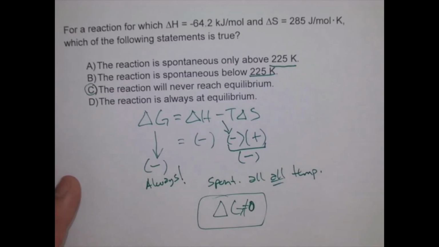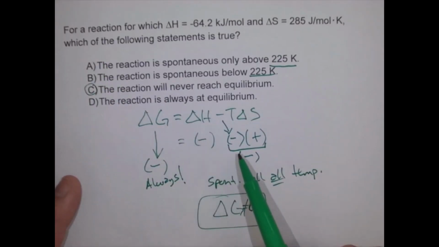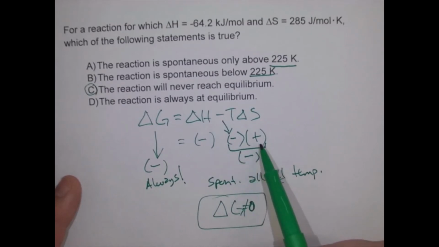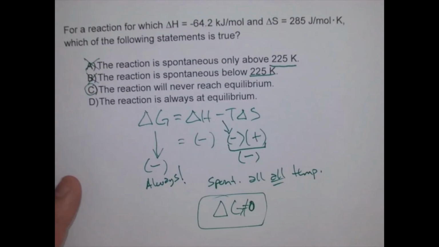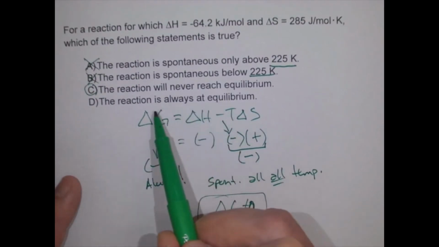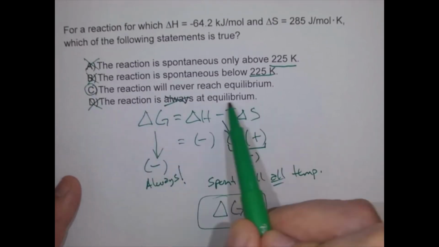In this particular problem, they throw out their 225 Kelvin. But we determined that it's spontaneous at all temperatures because we have a negative delta H and a negative T times delta S. So those two can't be true. And the reaction is never at equilibrium. So that's not true of any chemical reaction.